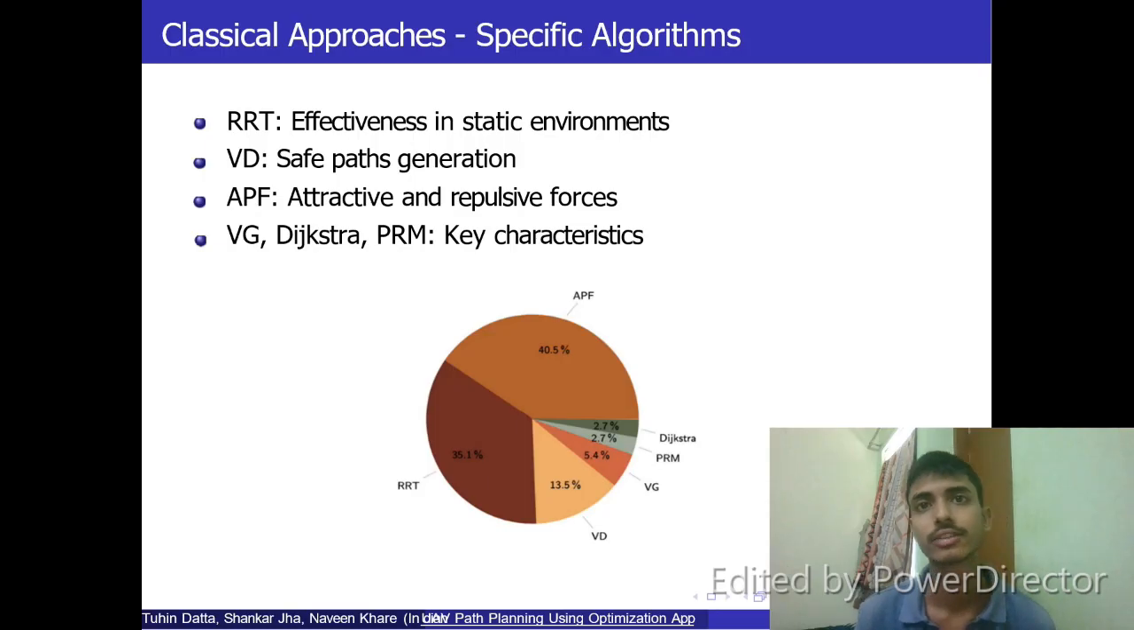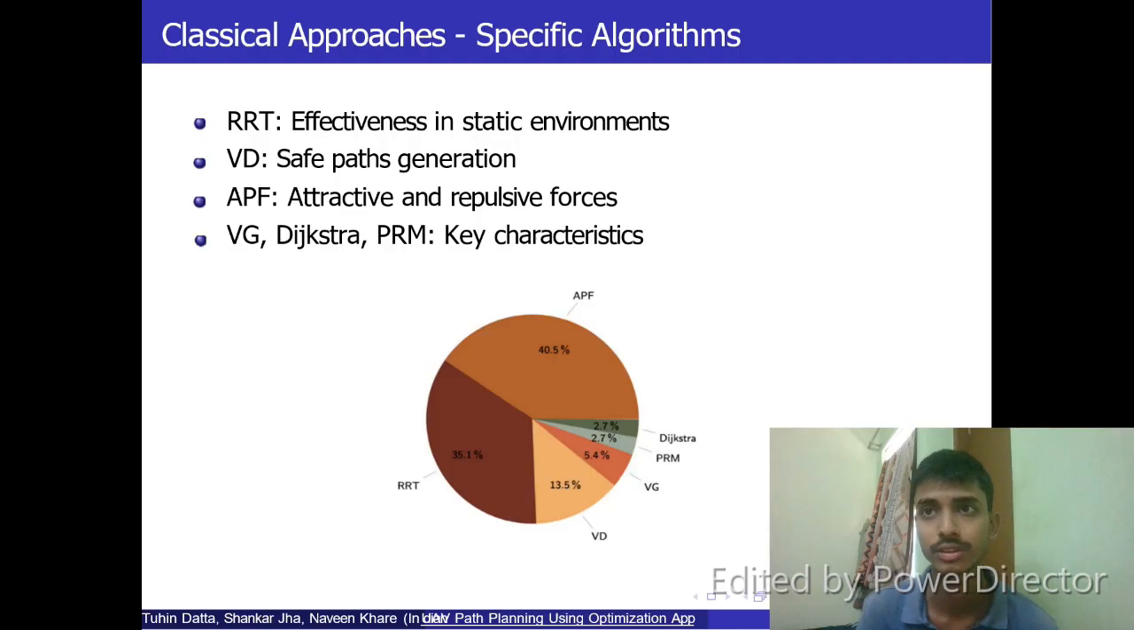Let's look at specific classical algorithms. Rapidly exploring random trees, or RRT, is particularly effective in static environments with simple obstacles, ensuring completeness though not optimality of paths. Voronoi diagrams generate safe paths suitable for real-time planning, though often producing longer non-optimal routes.